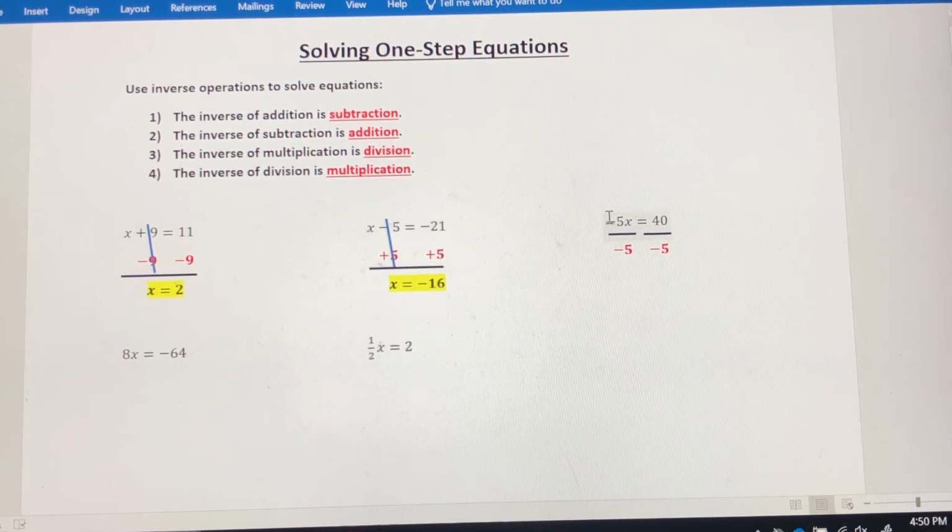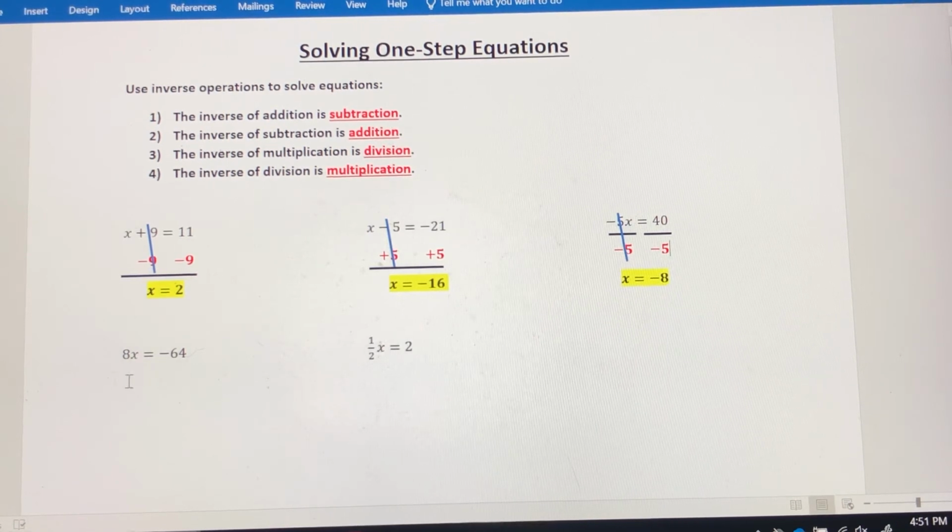When I do that, negative 5 divided by negative 5 is positive 1. Those cancel out, okay? So it leaves me with x. It gets that x alone, isolates it on the left side. On the right, I get 40 divided by negative 5, which is negative 8. So this is the answer for this equation. Check your work. Negative 5 times negative 8 is positive 40. So this is true, okay?